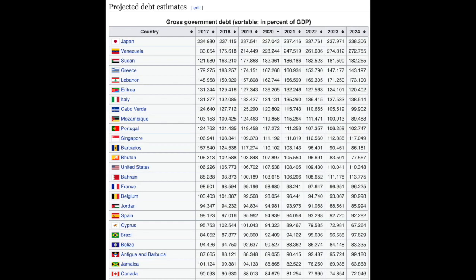And then there's the projected debt. So you can see what's been happening in the past, and then the recent year, and then the future, right? You can see places like Venezuela having a huge gross government debt.